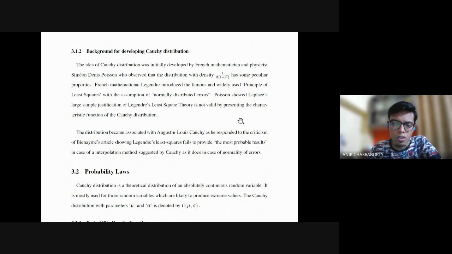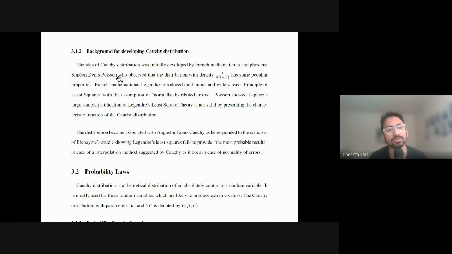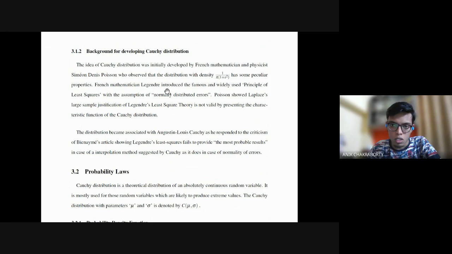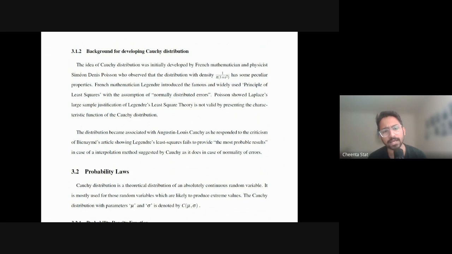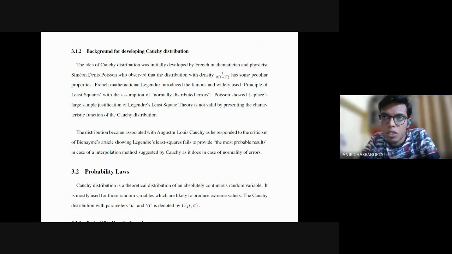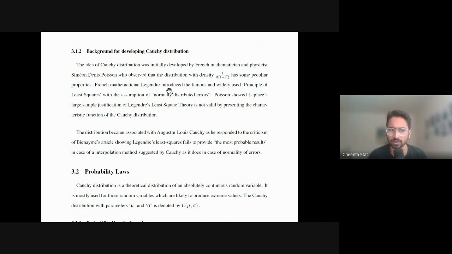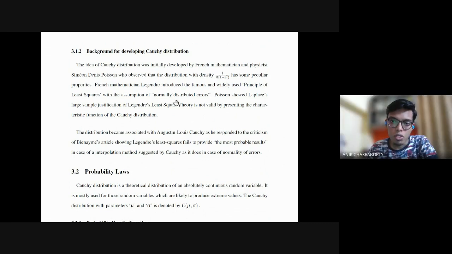This is some background for the development of the Cauchy distribution. Yeah, we all know the method of least squares, or the principle of least squares. There is an assumption we took that the errors are distributed normally when the testing procedure arises.